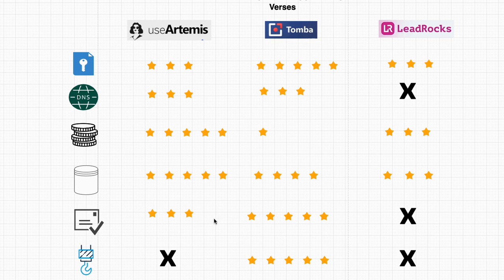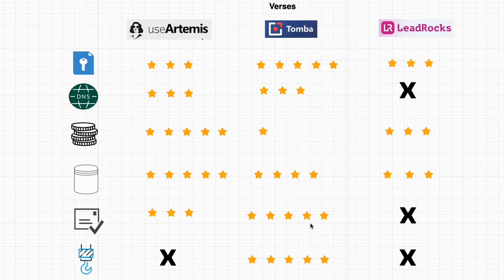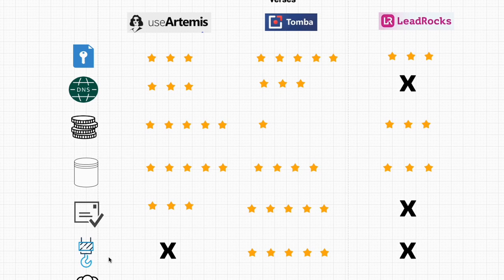That's what I noticed. I ran these two head to head, right? And that's what I came up with. Now, the next category is webhooks. Do they have webhooks? Can I extend it? Tomba has an API. useArtemis doesn't have an API. They don't have a webhook. Leadrocks doesn't have a webhook, and they don't have an API.